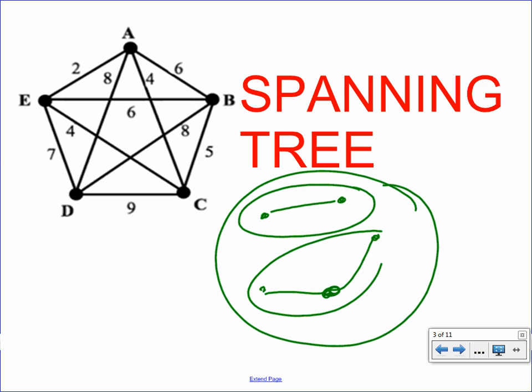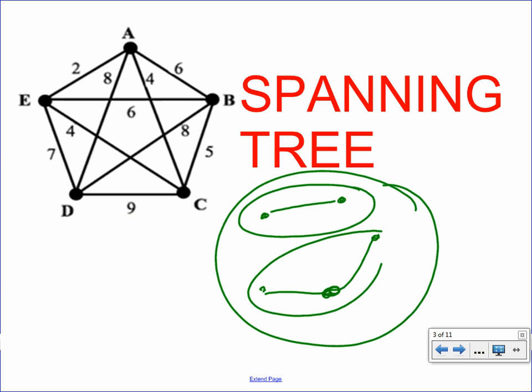So what is a spanning tree? A spanning tree is where you have all the vertices and some of them are connected by a path. All of them are connected by a path.